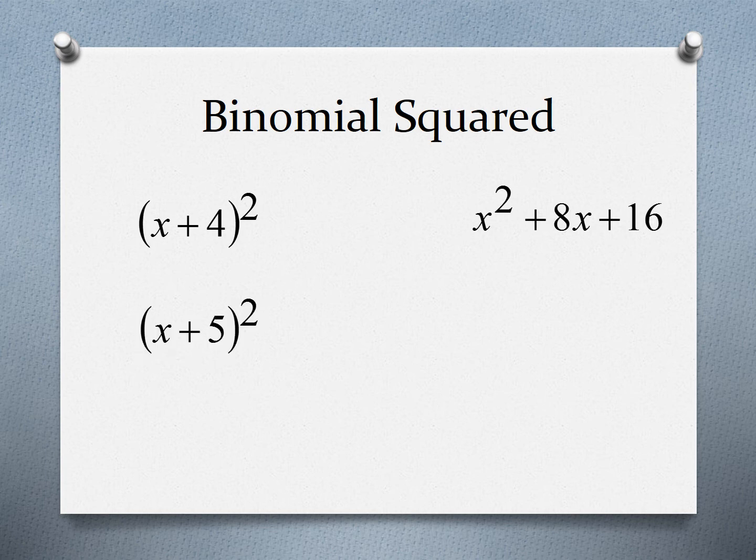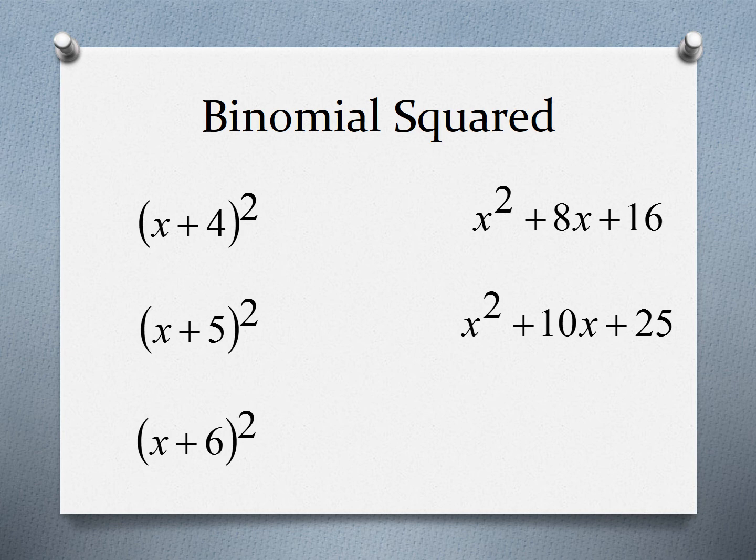X plus 5 quantity squared will yield x squared plus 10x plus 25. Remember that middle term: the two terms in the binomial, x and the 5, got multiplied by each other and it got multiplied by 2. That's how we got to 10x. X plus 6, quantity squared. Same thing. The x gets squared, the 6 gets squared at the end, and in the middle, we have x times 6 multiplied by 2. That gives us 12x.